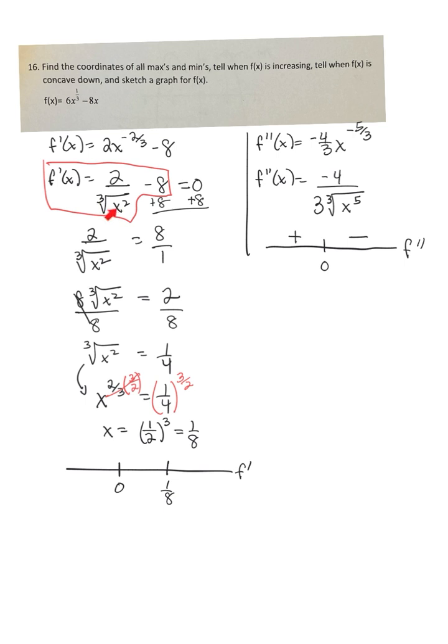And then the cube root of +1 is positive. So I've got 2 over 1, which is 2. And then 2 minus 8 is a negative number. So there we go, negative number there.